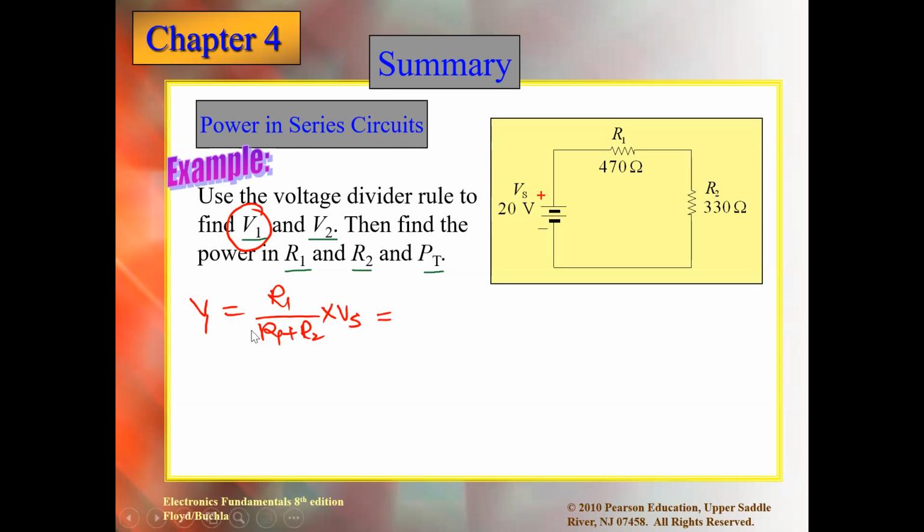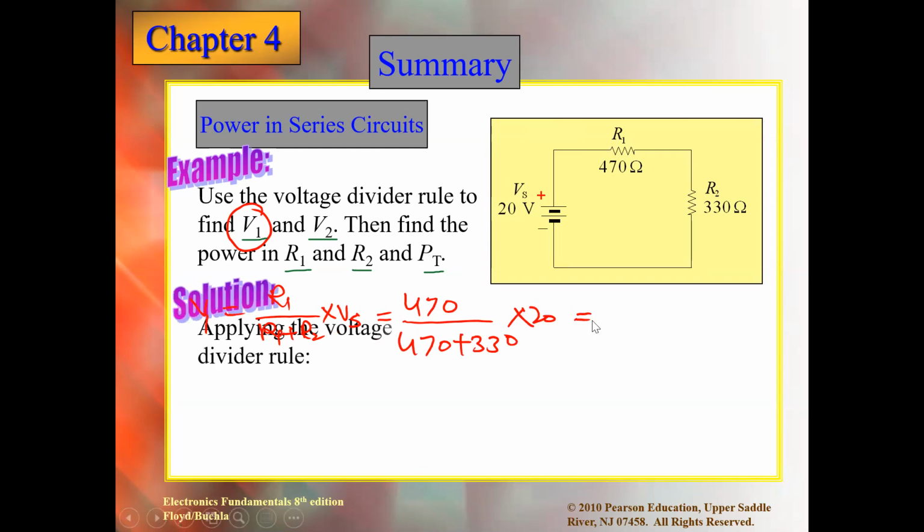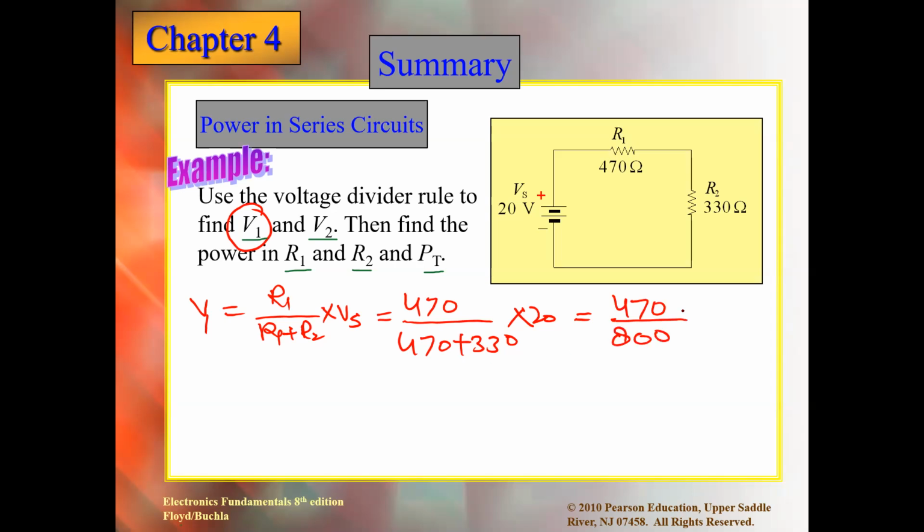Yes, exactly, correct, Ali. So here we have to write 470. Quickly calculate, guys, please. 470 over 470 plus 330, multiplied by 20. I need the answer here. So how much will it be? 470 over the sum, 800, multiplied by 20. So how much is the value? How much is V1?